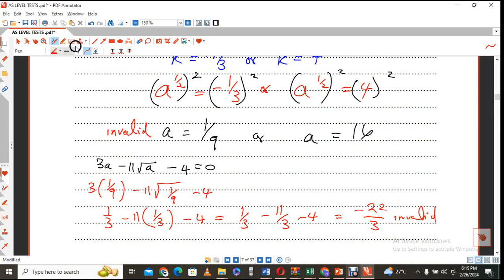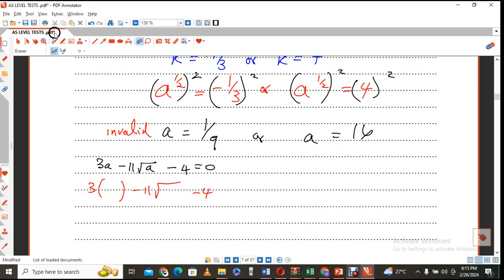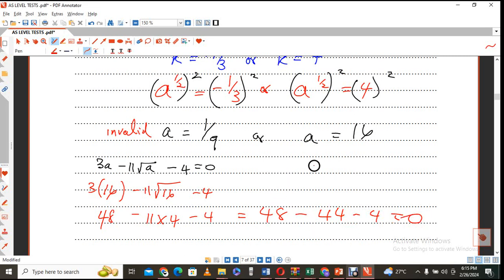So what about 16? Let's just go back and check for 16. Everywhere where we have the value of a, we're going to substitute it with 16 and see if we are getting to the same answer. Well, of course, 3 times 16 is 48 minus 11 times 4, that's the square root of 16, minus 4. Of course, that is 48 minus 44 minus 4, which gives you 0. So this here is the valid answer. So a equals 16 is our only acceptable solution.